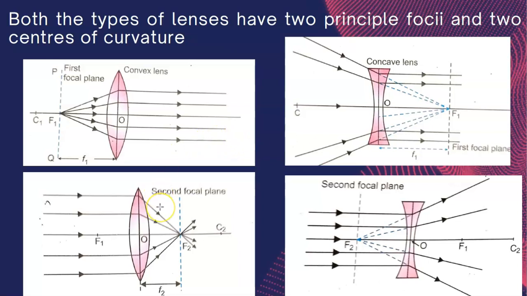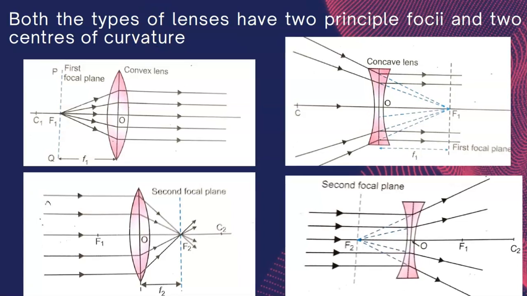If you look at the diagrams on the left hand side, these two lenses on the top and the bottom are convex lenses. These two lenses on the right hand side are concave lenses. Coming first to the left hand side bottom diagram, there is a convex lens. The line passing through the center of the lens is known as its principal axis. So if I draw the principal axis, this line is known as the principal axis of the lens. The point exactly in the center of the lens is known as its optical center.